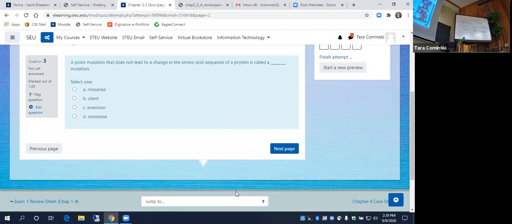All right, a point mutation that does not lead to a change in the amino acid sequence of a protein is called what? What do we call that, guys? Silent. Okay, so why is it called silent? If we think one step further, what is that going to mean for disease?